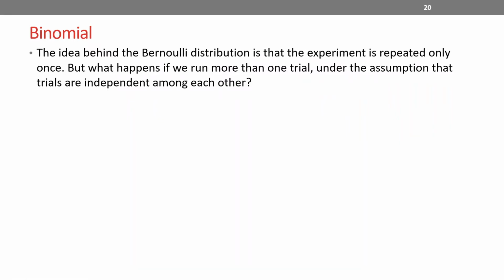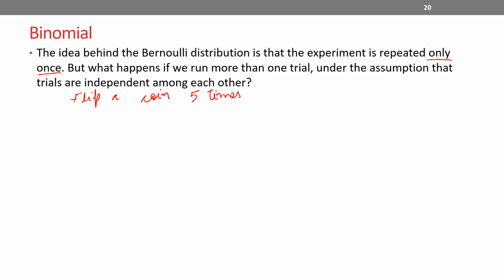Okay. So the idea behind the Bernoulli distribution that we just talked about is that the experiment is repeated only once. So as I said, what happens if we run more than one trial, and also assume that trials are independent amongst each other? For example, I was talking about the flipping of a coin. That's the simplest Bernoulli trial, right? Let's modify it to flipping the coin multiple times. Instead of one time, let's say I'm flipping the coin 5 times.